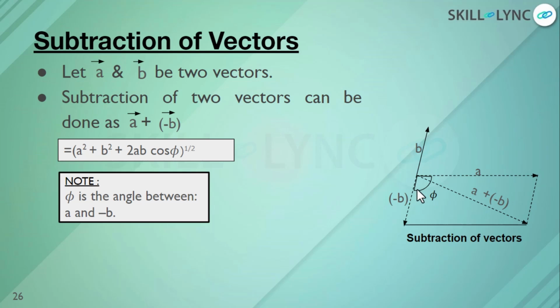So, the resultant would be vector A plus the negative of vector B. We can see here as well, the resultant would be A square plus B square plus 2AB cos phi to the power 1 by 2. Or we can say the square root of A square plus B square plus 2AB cos phi, where phi is the angle between vector A and vector B, or negative of vector B.